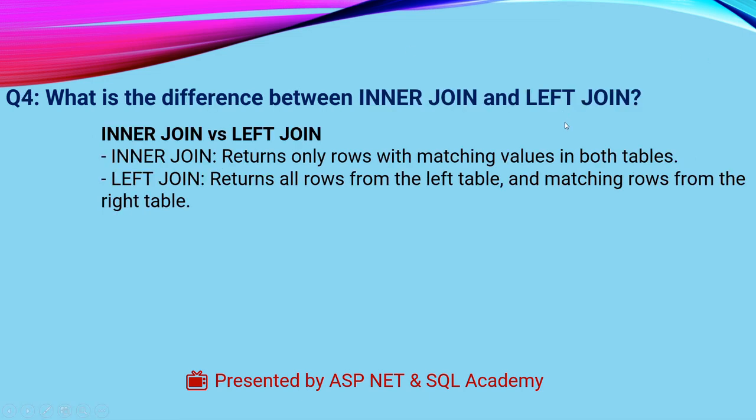An inner join returns only the rows where there is a match in both tables. In contrast, a left join returns all rows from the left table and only the matching rows from the right table, filling in null for non-matching rows.